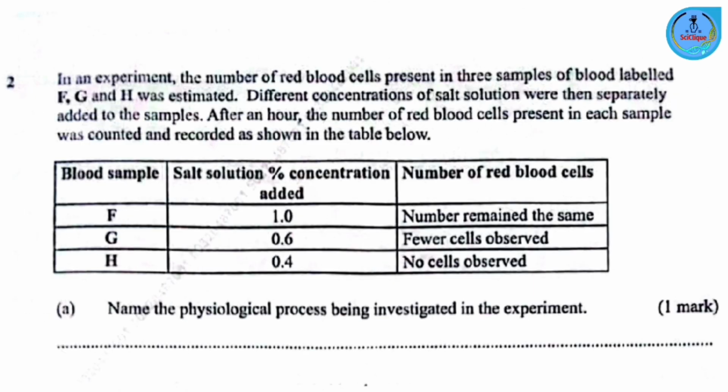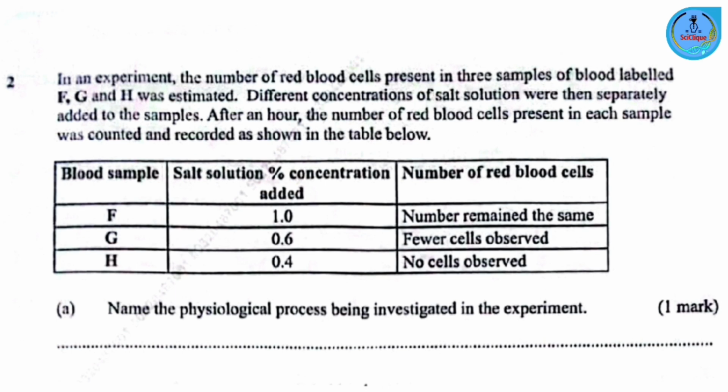Question number 2. In an experiment, the number of red blood cells present in 3 samples of blood labeled F, G, and H was estimated. Different concentrations of salt solution were then separately added to the samples. After an hour, the number of red blood cells present in each sample was counted and recorded as shown in the table below. Okay, now I am going to take my time with this question, okay? Because this question deals with osmosis. And osmosis is actually one of the more challenging topics for a lot of students in biology.